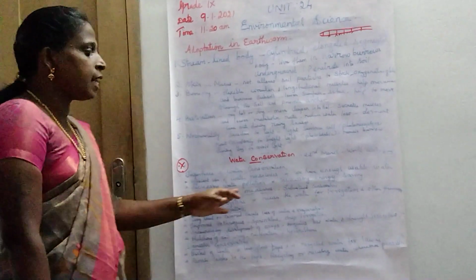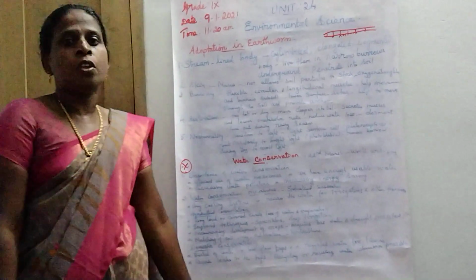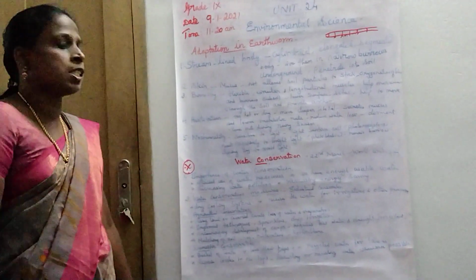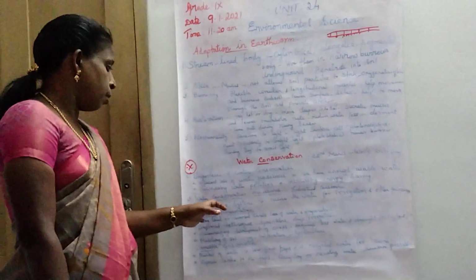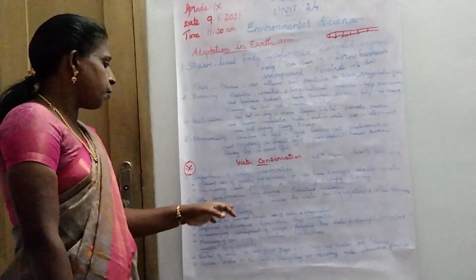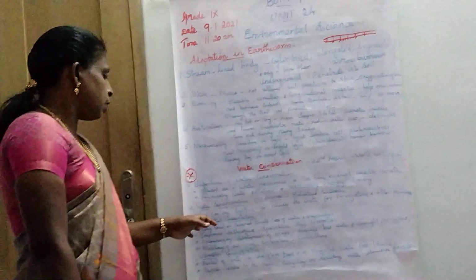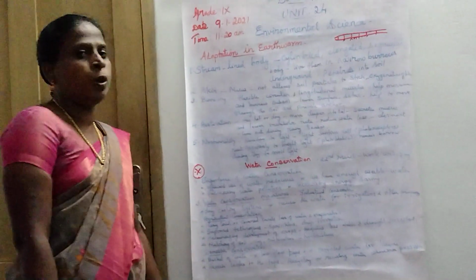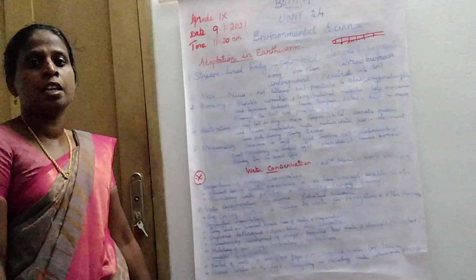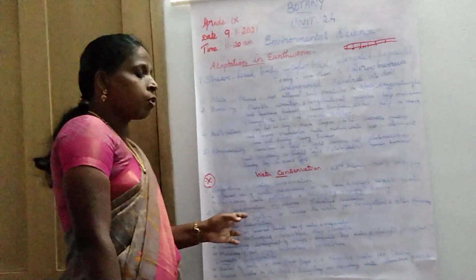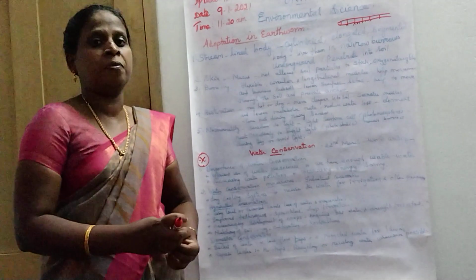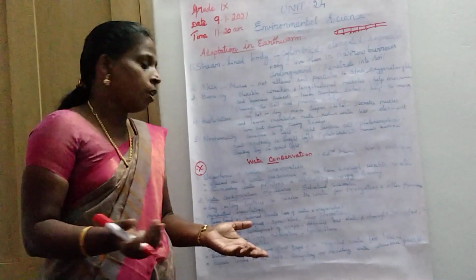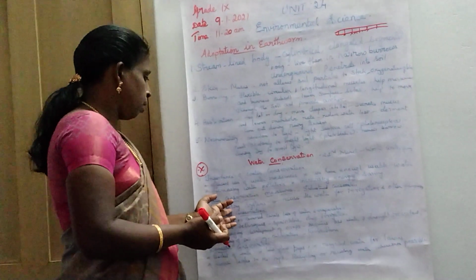The first one is industrial conservation. On the side of industrial conservation, if we want to conserve the water, first we can use the dry cooling system. In the industries they are using the cooling system, so they can use a dry cooling system. If they are using a dry cooling system, it means there is no usage of water.